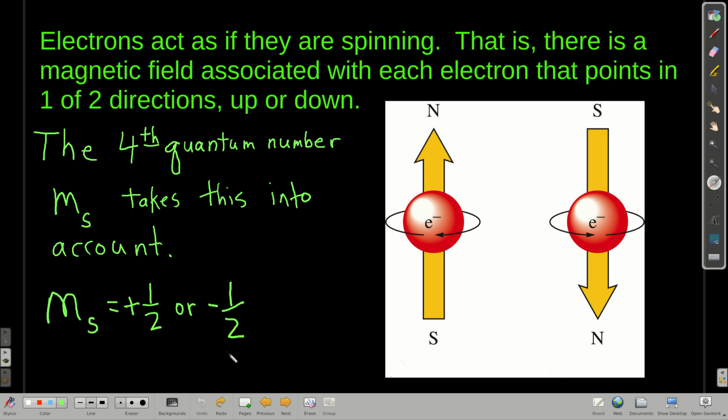Right, so we have this fourth rule. Now notice the difference between this quantum number and the first three, n, l, and m sub l, is that n, l, and m sub l describe the region of space, or an orbital, a shell, a subshell, and an orbital, where an electron can be. M sub s talks specifically about the electron itself.